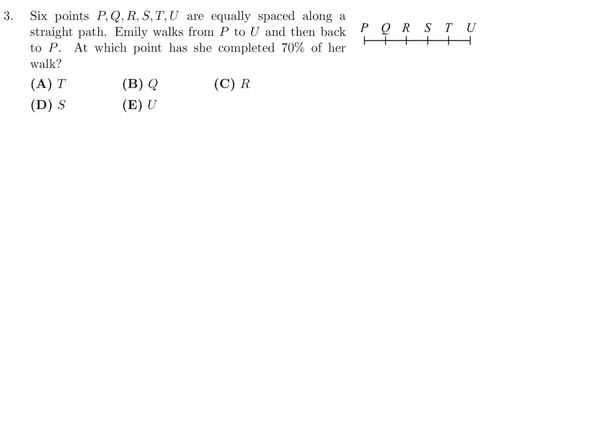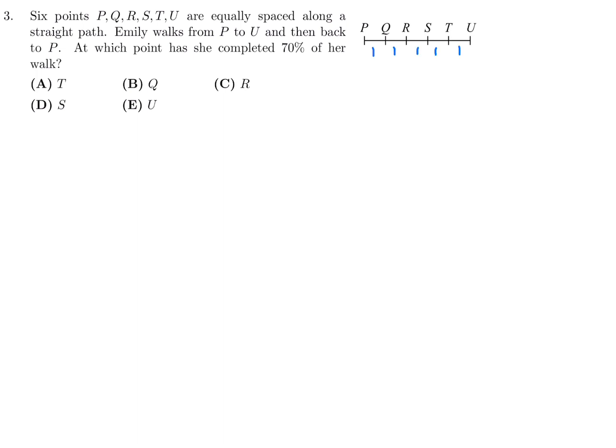6 points P, Q, R, S, T, U are equally spaced along a straight path. Emily walks from P to U and then back to P, at which point she has completed 70% of her walk. Okay, so at which point? Let's just call these X, X like that. Or if you prefer to use numbers, you can. You can use 1. Make it simple, 1, 1, 1, like that.